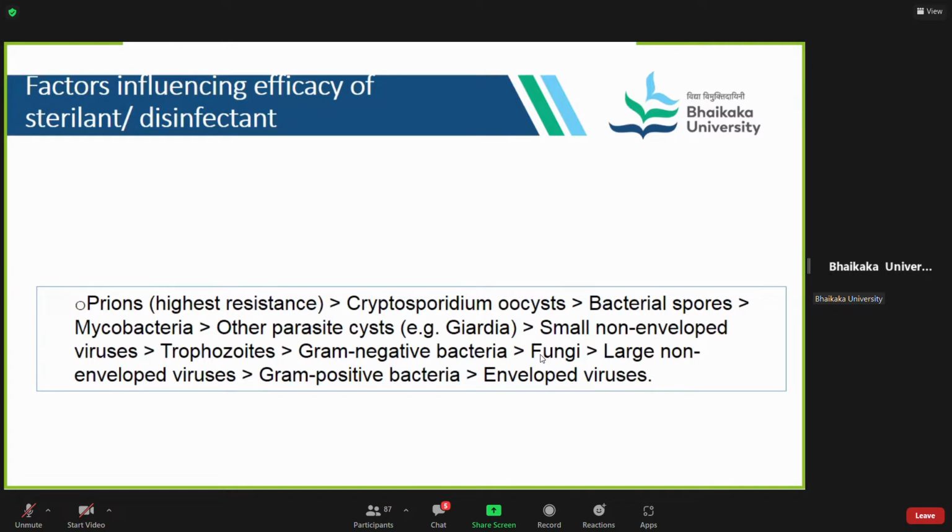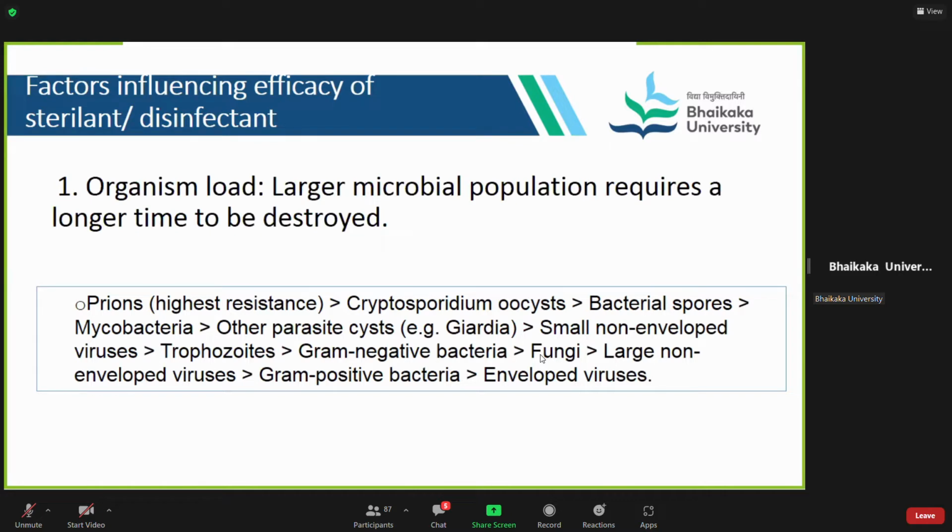But organisms like HIV virus, hepatitis B virus, which are enveloped viruses, though we are so much afraid of them, they are the most liable to get killed very, very easily. Exposure even to alcohol wipes is sometimes enough to inactivate these enveloped viruses. So you have to keep in mind that organisms do demonstrate a variable amount of resistance. And the number of organisms, they also influence.